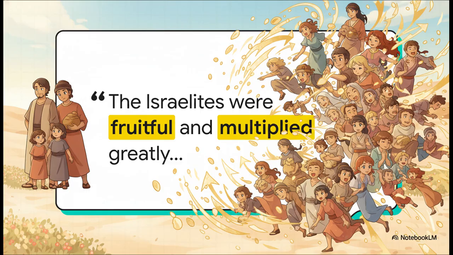Verse 7 absolutely emphasizes this massive, explosive population growth. The text just stacks these descriptive words together. It says they were fruitful, they multiplied greatly, they became exceedingly numerous, to the point that the land was filled with them. This isn't just your standard family growth, right? That little group of 70 literally transforms into a massive nation.